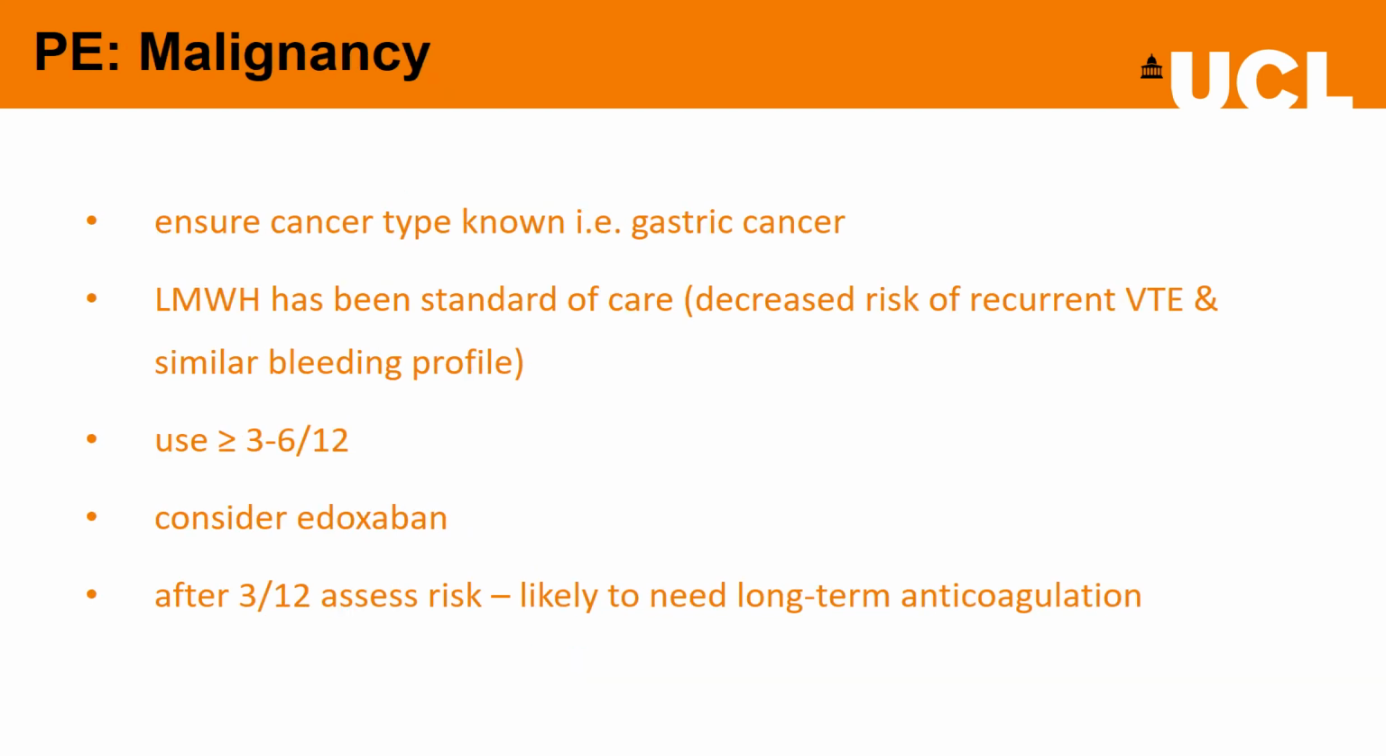So when dealing with cancer-associated PE, then obviously it's important to know the type of cancer, such as whether it's gastric cancer, again, because this will influence your decision with regards to what is the safest anticoagulant. Low molecular weight heparin has been the standard of care, and that's because of a decreased risk of recurrent VTE and similar bleeding profile, and you treat the patient for about 3 to 6 months and beyond. You would consider edoxaban as well after some bridging low molecular weight heparin, and after 3 months you'd assess the risk and the likelihood to continue long-term anticoagulation depending on the prognosis of the patient's cancer.